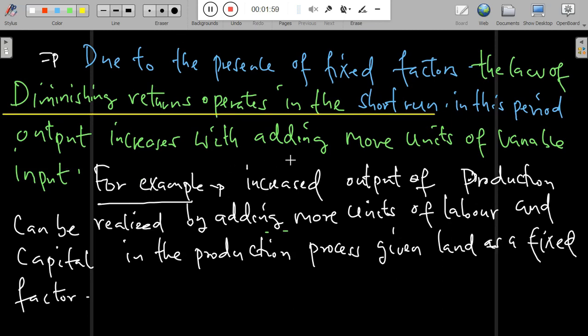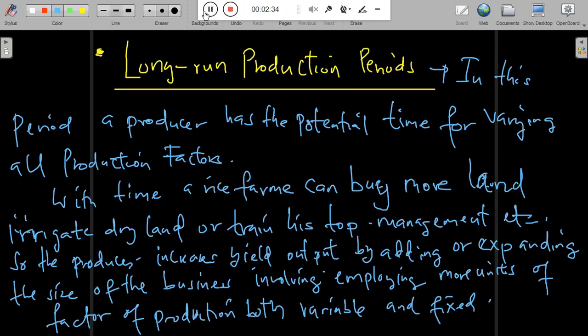Due to the presence of fixed factors, the law of diminishing returns operates in the short run. In this period, output increases with adding more units of variable inputs. For example, an increase in output can be realized by adding more units of labor and capital in the production process, given that land is fixed.